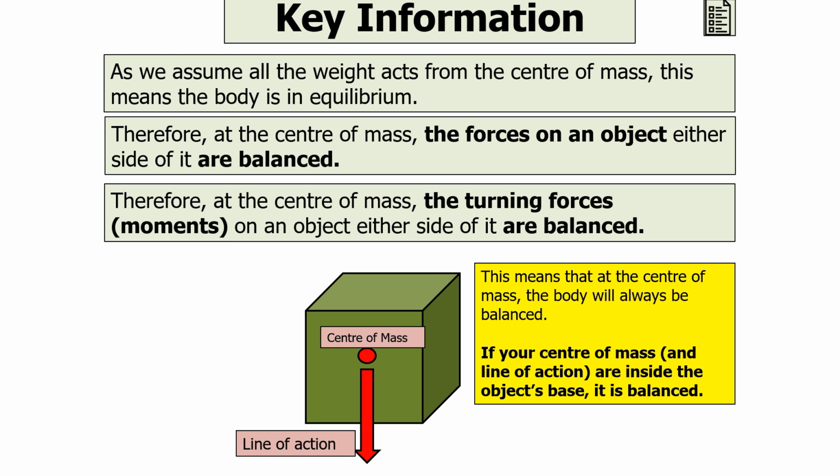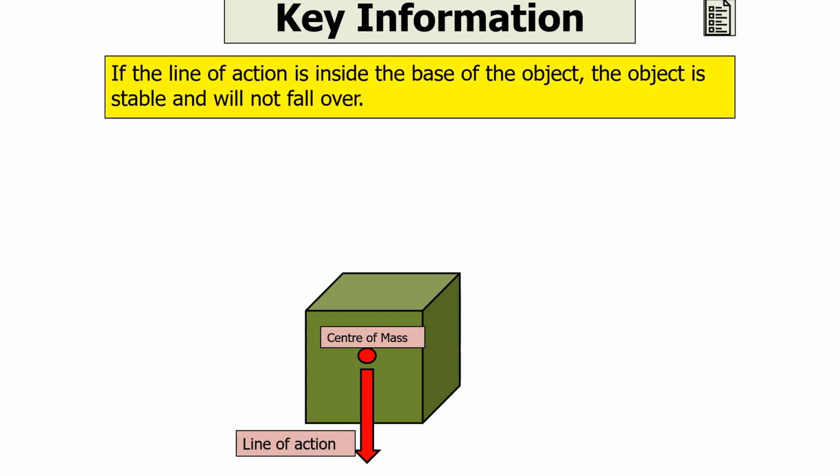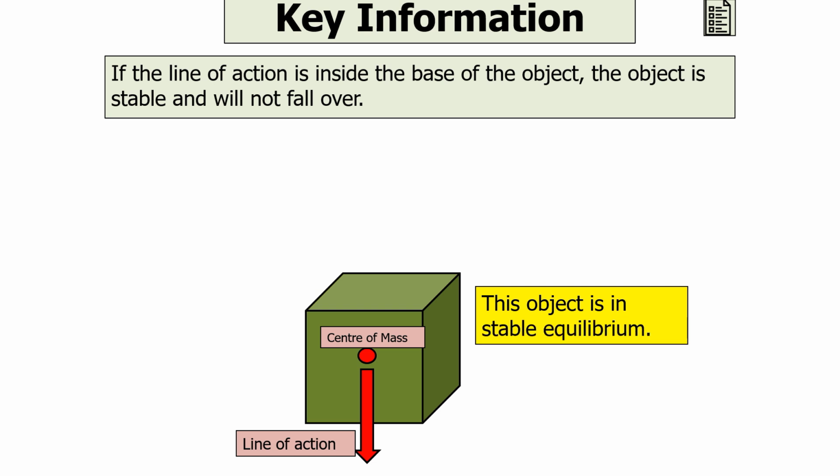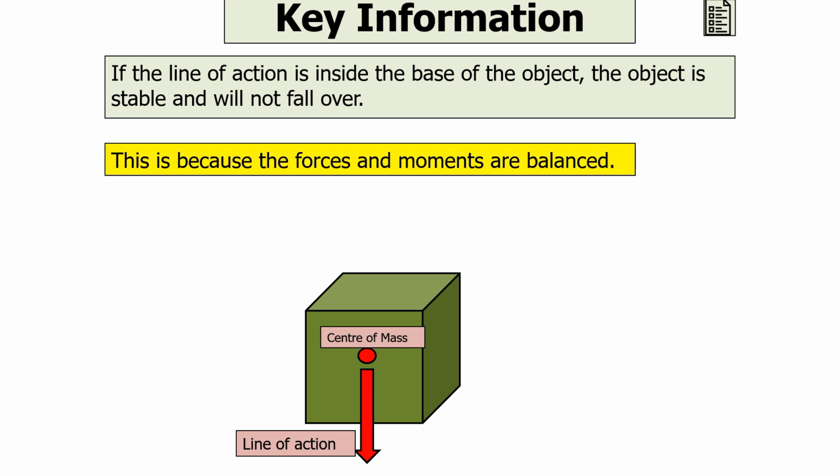So if your centre of mass and therefore your line of action are inside the object's base, it is balanced. Now if the line of action is inside the base of an object, we can say our object is stable and will not fall over. So in this particular scenario our object is stable, or we could also say the object is in a stable equilibrium. Now this is because the forces and moments acting on the object are balanced.